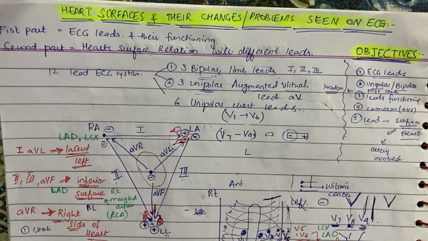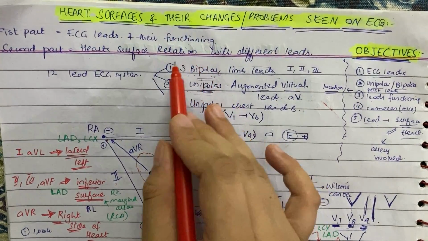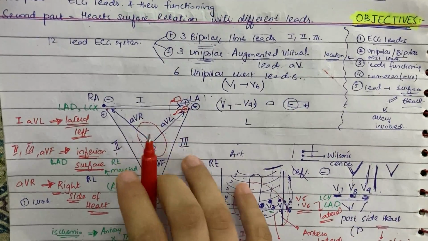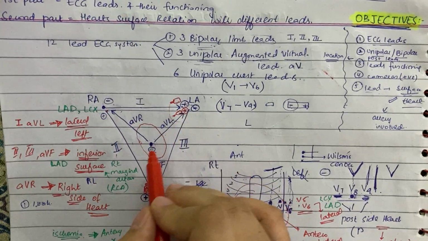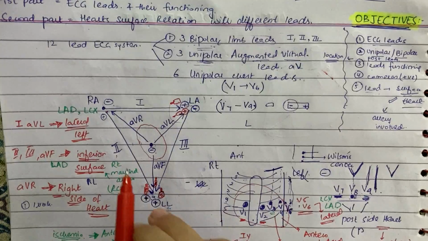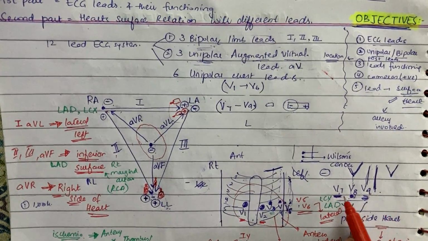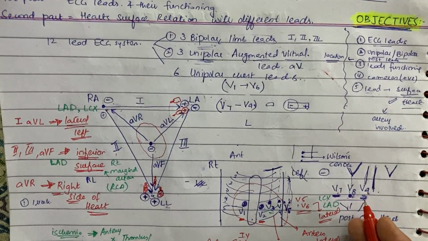Today my topic is basically the continuation of my previous lecture. In that lecture I explained completely what the ECG leads are, what the types of ECG leads are, how these ECG leads function, how the terminals are formed, where the terminals are placed, how they connect to form leads, and about the anterior chest leads from V1 to V6 and the posterior chest leads from V7 to V9. So these are all the topics which we discussed in our previous lecture.